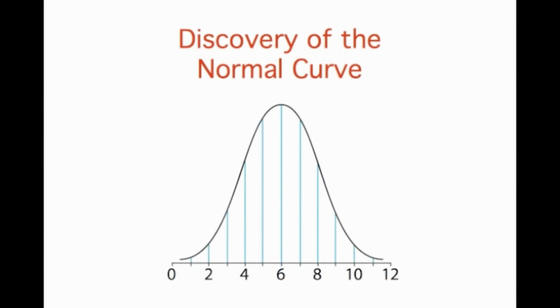De Moivre reasoned that if he could find a mathematical expression for this curve, he would be able to solve problems, such as finding the probability of 60 or more heads out of 100 coin flips, much more easily. This is exactly what he did, and the curve he discovered is now called the normal curve.